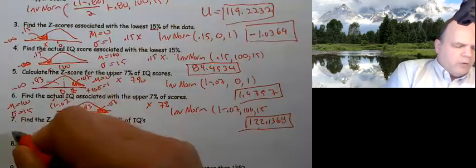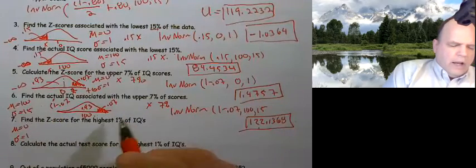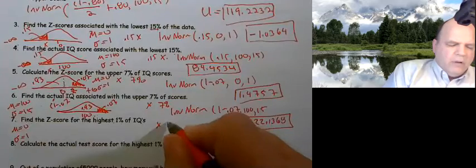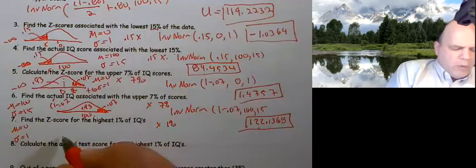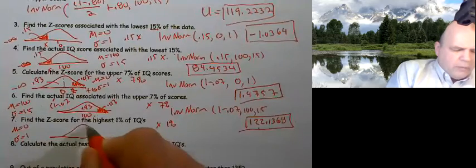So it's a z-score, so our mean is going to be 0, our standard deviation is going to be 1. And they say the highest 1%. So I put an X, and high is going to be above. So we're going to be shading from the right. And since we're shading from the right, we know we're going to have to subtract.